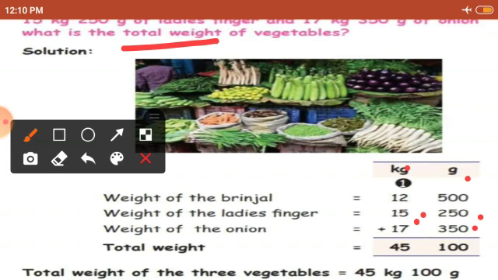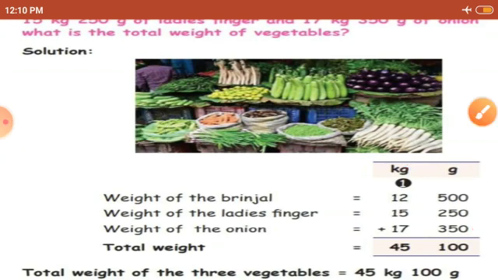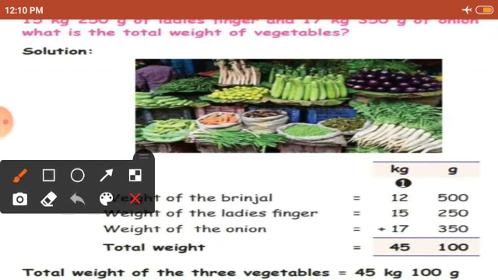Now let's see add. So 0 plus 0 you will get 0. Again 0 plus 0 you will get 0. Next 0 plus 5 you will get 5. 5 plus 5 you will get 10. So 0 will come here and 1 will become carry. Again add 1 plus 5 you will get 6. 6 plus 2 you will get 8. 8 plus 3 you will get 11. So 1 will come here and next 1 will become carry.